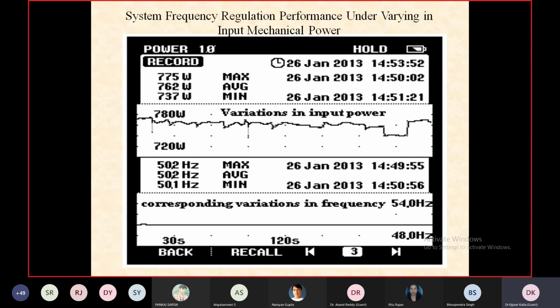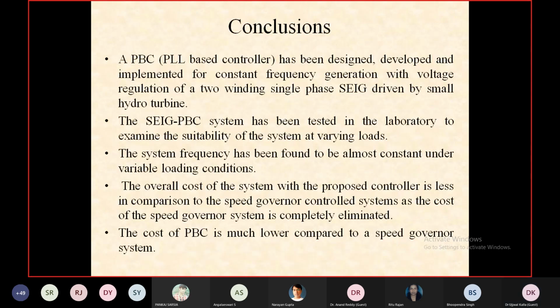When the mechanical power delivered to the prime mover varies, the system frequency is constant. The variation in the system frequency is only 0.1 Hz. So that shows that my system is also stable under varying input mechanical power delivered by the small hydro turbine to the generator.